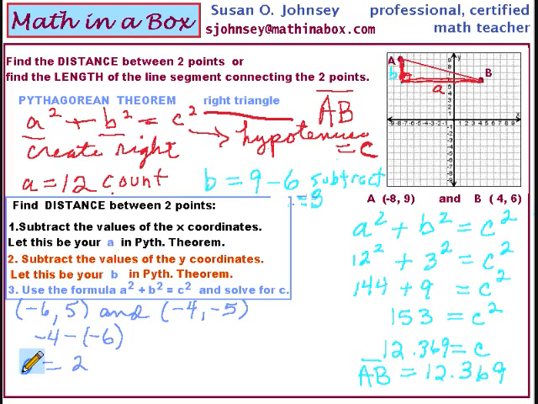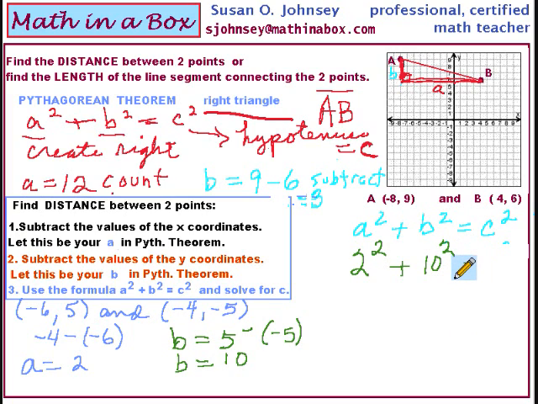Now let's do the y coordinates. The y coordinates are 5 and -5. Now again, I'm going to write the larger number first. B equals 5 subtract a -5, and we will have 5 plus 5, or 10. So the B will be 10 when we write out our Pythagorean theorem.